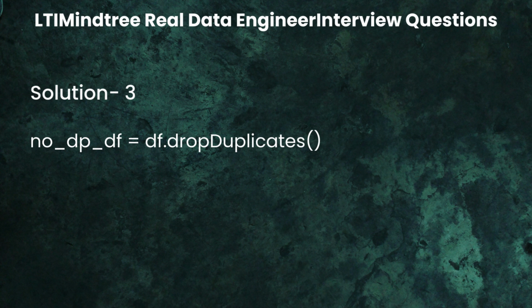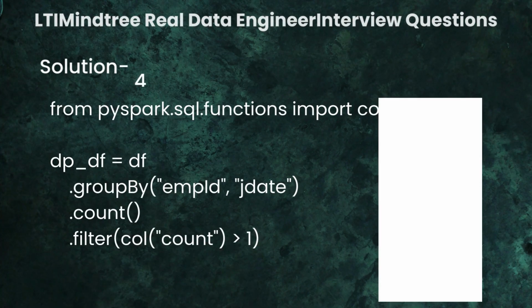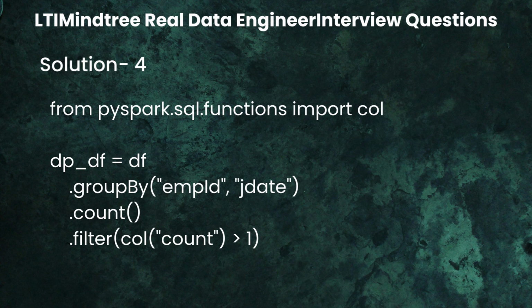And the question number 5, they asked me a follow-up question: how will you find duplicate employee records based on employee ID and joining date? I said I will group the data by employee ID and joining date and then count the records and filter the rows where count is greater than 1. The answer for this particular question is shown on the screen. This will give me only the duplicate employee records.